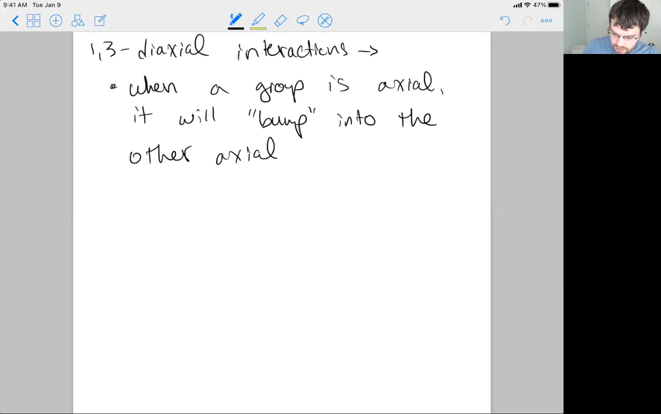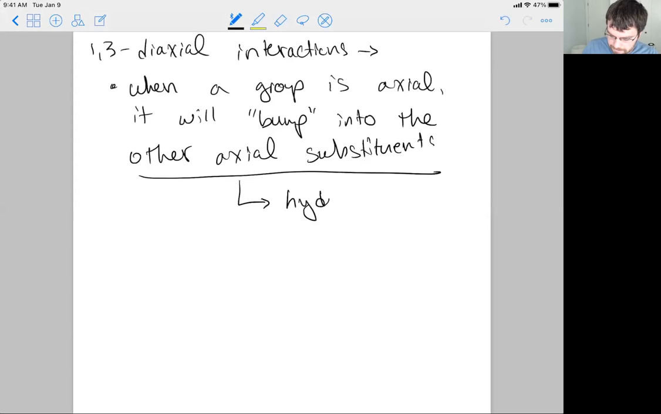axial substituents. And those other axial substituents are most often hydrogen atoms. Sometimes they could be other things, and when they're other things, it becomes an even bigger deal. So most often we're talking about hydrogen atoms. So what am I talking about here?